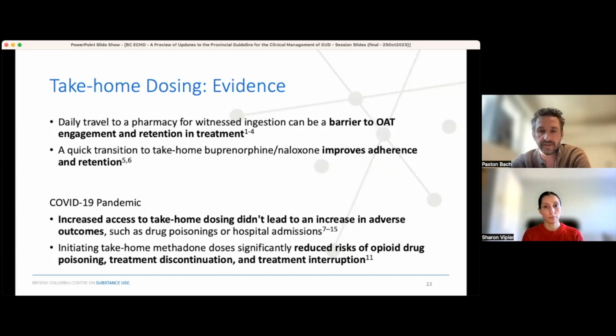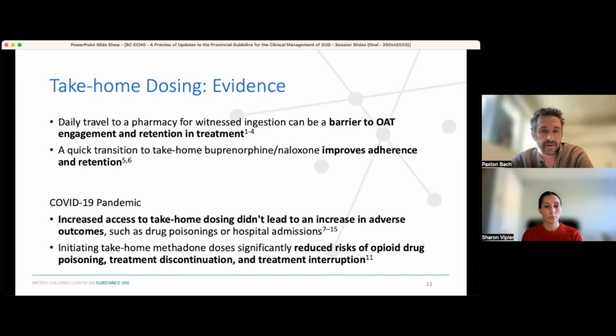It is very clear that travel to a pharmacy for daily witnessed ingestion can be a significant barrier to retention and engagement for many patients. It is very consistently identified as one of the highest reasons for attrition and for lack of interest in OAT. And we know that quick transitions to take-home buprenorphine-naloxone improve adherence and retention on the medication. So we did a pretty thorough review of the evidence that came out in the context of COVID-19 to reevaluate similar recommendations around full agonists such as methadone and Kadian.